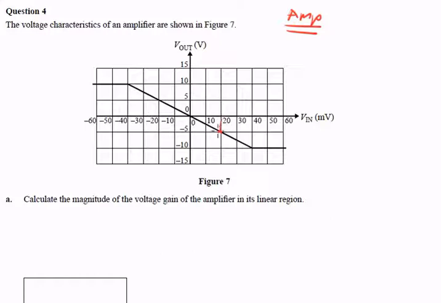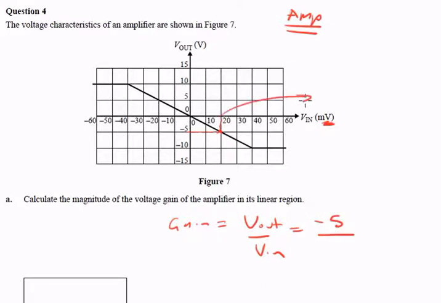I'm going to pick these points. And what I've got there is the gain. This is just plug and play, equals the voltage out over the voltage in. The only hard thing is this is in millivolts. So my voltage out at this point is -5, and my voltage in is 20 millivolts.